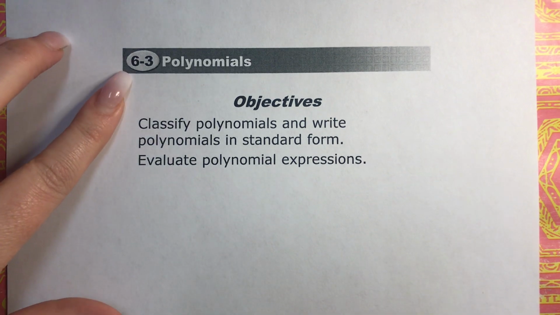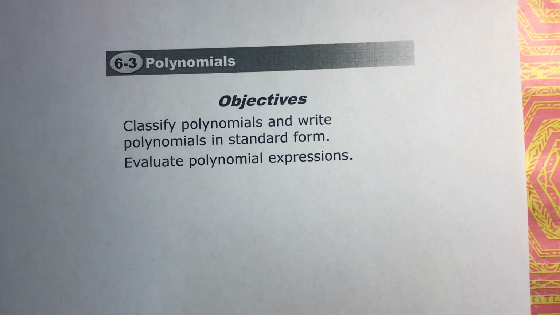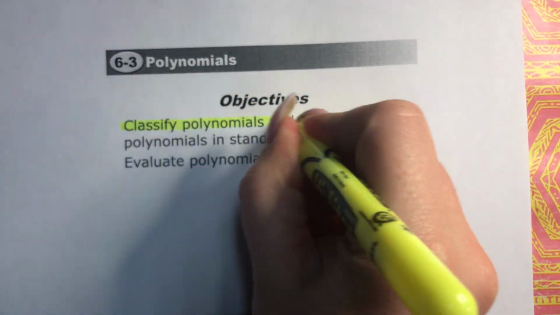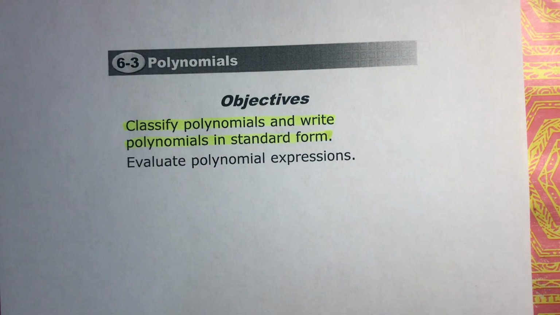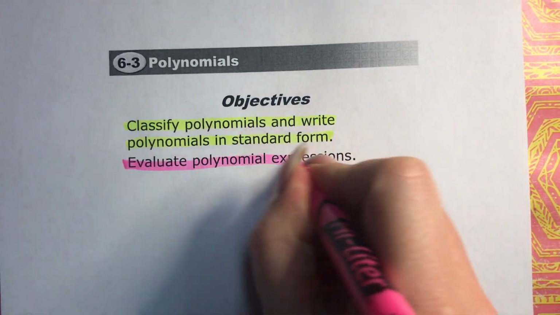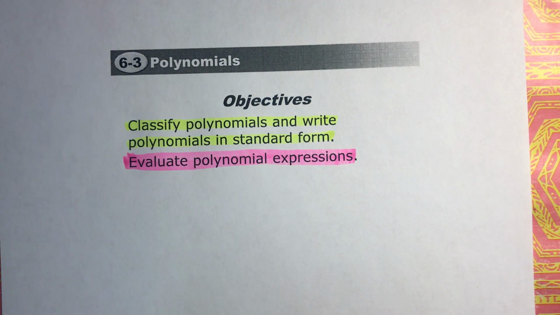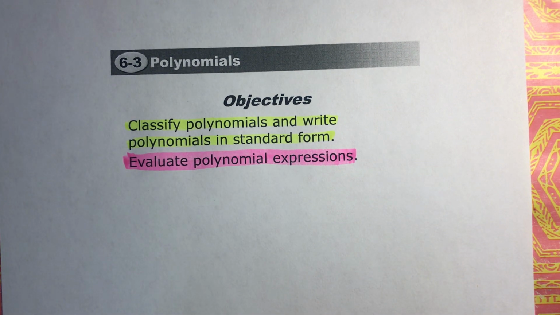Welcome back for Chapter 6, Lesson 3, talking about polynomials. So the objective for today is to classify polynomials and write polynomials in standard form, and then also to evaluate polynomial expressions. So there's a lot of terminology in these objectives, and we're going to go over that today.